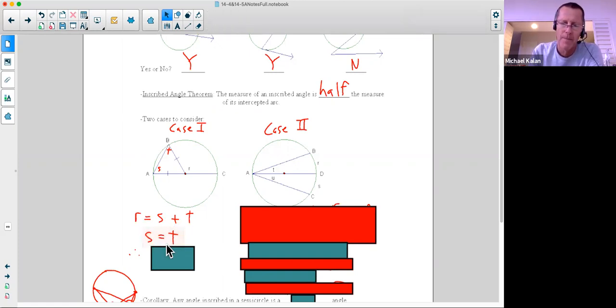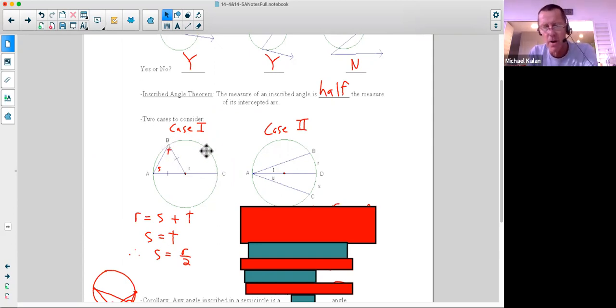And if S is equal to T, why? If sides, then angles, then what? Wouldn't that mean that S is half of R? And notice that angle A here intercepts arc BC. And what measure does arc BC have? The same as whatever angle R is. So S is half of R, which is half of arc BC.